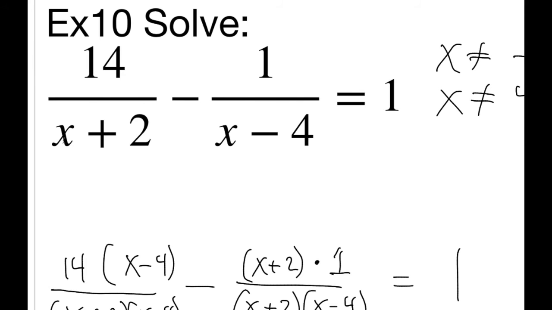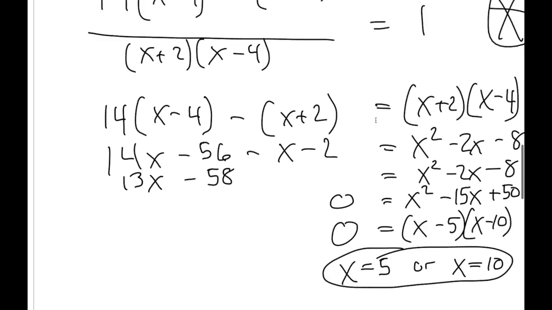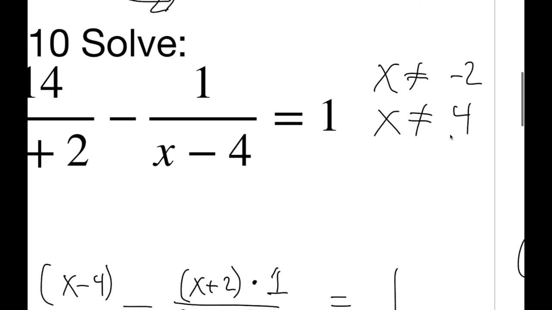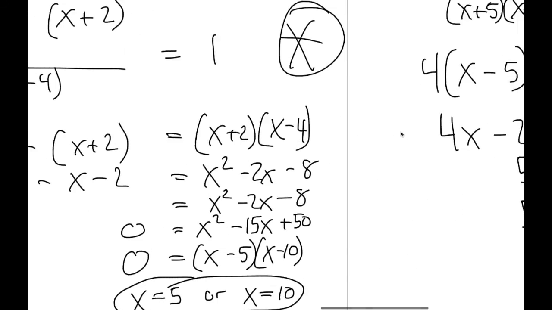We get 5 over here. We get 14 over 5 plus 2 is 7. 14 over 7. I really should be writing this down, honestly. Minus 1 over 5 minus 4. So we get 14 over 7, this is 2 minus 1 equals 1. So that checks out. 5 checks out. And 10 will also check out as well. They're not negative 2 and they're not negative 4, and that's good. Okay, so these are the two answers.